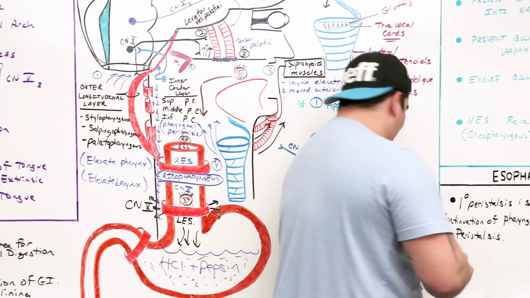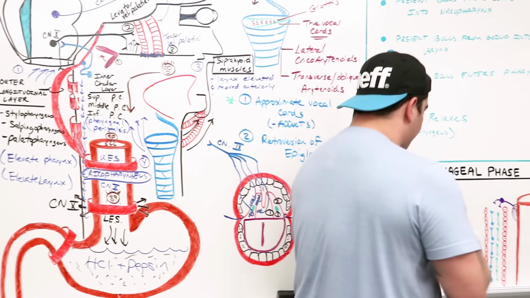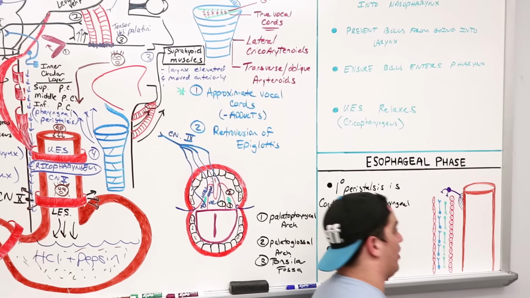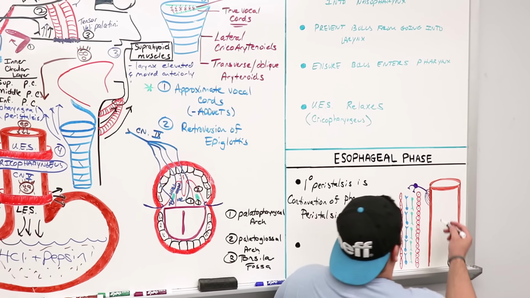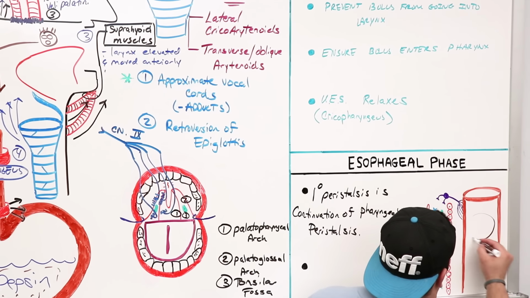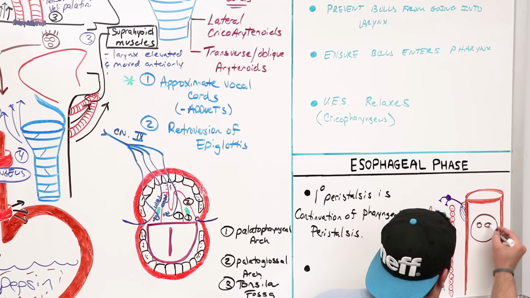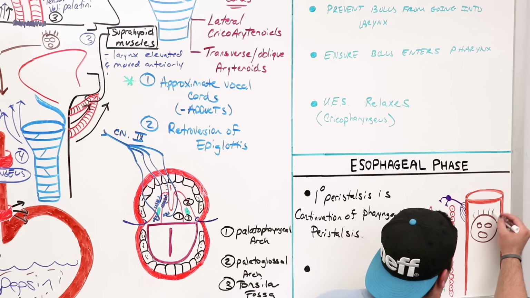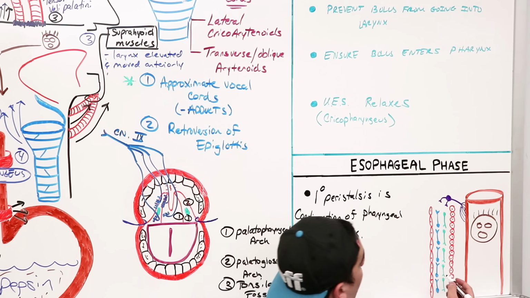If it gets stuck, there's a really cool mechanism here. We talked about this in the enteric nervous system video. If you haven't seen it, go see it. Here, we're going to have that bolus. Let's imagine for a second that bolus got stuck. Here it is, he's stuck.